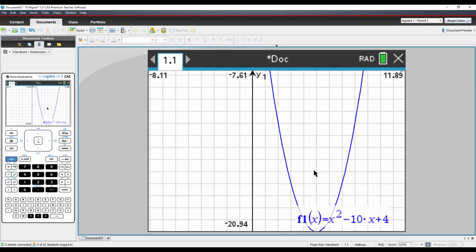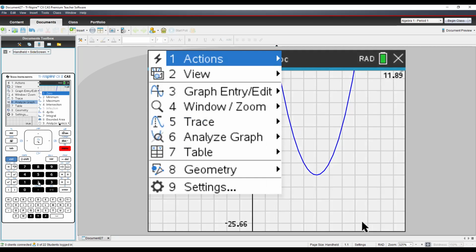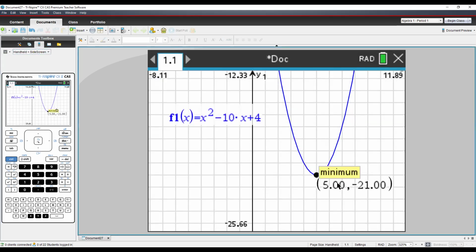Now, here is the key for these questions. You just have to find the minimum. Once you find the minimum, that is going to be basically your answer. You got to do a couple things to it, but that's it. So here is the minimum. I'm just going to go menu, 6, 2 for minimum. Go from the left to the right, and boom.